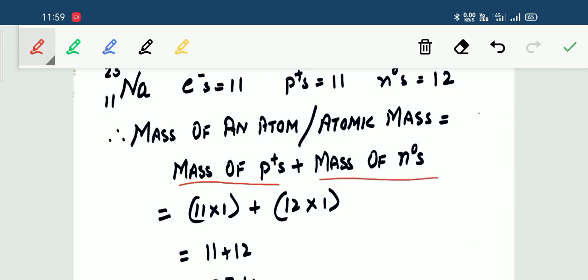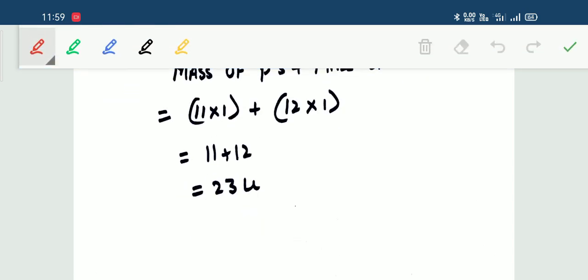In this case it will be equal to the sum of masses of 11 protons plus 12 neutrons. As already learned that mass of one proton is 1 u, therefore mass of 11 protons will be equal to 11 into 1. Mass of one neutron is equal to 1 u, therefore mass of 12 neutrons will be equal to 12 into 1. Hence it will be equal to 11 plus 12, which is equal to 23 u.